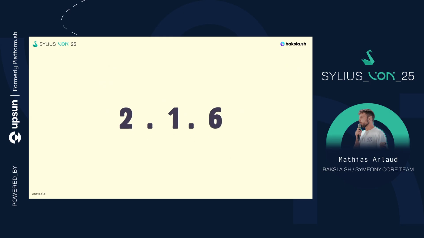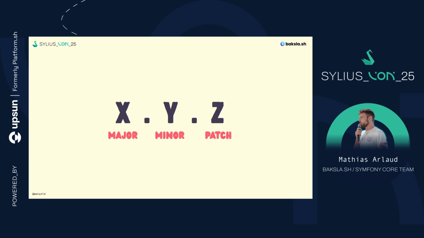So let's take a concrete example for semantic versioning. We have version 2.1.6 of Sylius, and each number here has a very precise role. Let's say we have X.Y.Z, representing major version, minor version, and patch version. If you go from 2.1.6 to 2.1.7, the new code that you're going to pull will only contain bug fixes. We have seen some bugs, we fixed them, and the new code only contains bug fixes.